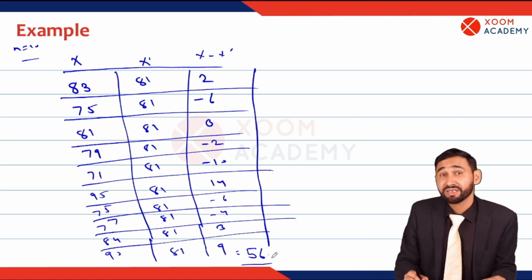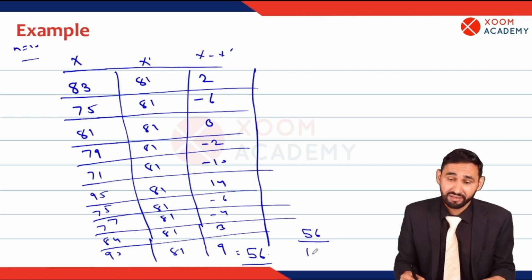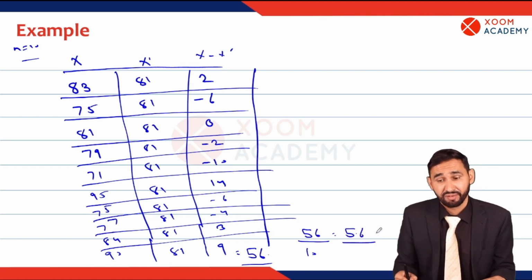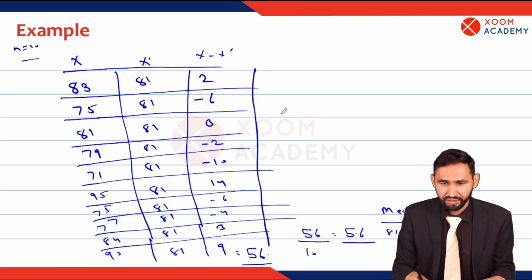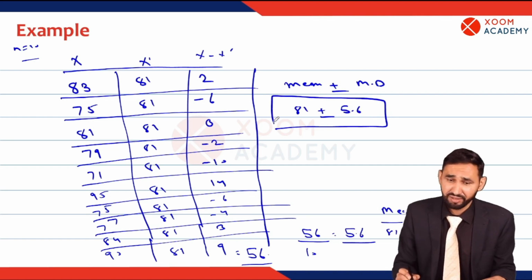We can calculate the range from this mean deviation also. Like we say that 56 is the total deviation. The total number of observations was 10. So the individual mean deviation is 5.6. And we can calculate the range. Mean was 81. So we can say mean plus or minus mean deviation. Mean is 81, mean deviation is 5.6. This is the range. We can calculate the range in this way also.